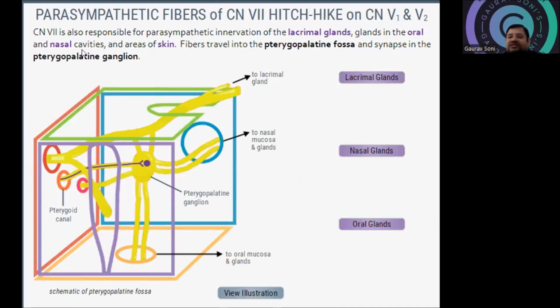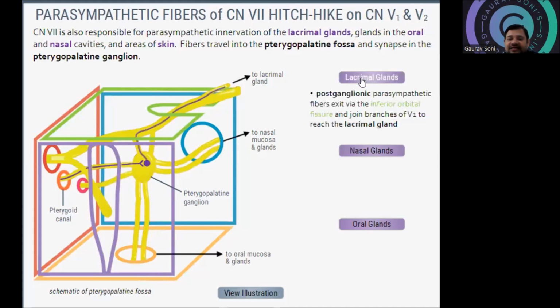So this nerve is also responsible for the parasympathetic innervation of the lacrimal glands, the glands in the oral and nasal cavity, and related areas of skin. Fibers travel into the pterygopalatine fossa and synapse with the pterygopalatine ganglion. You can see first the lacrimal gland, how this is going to happen. This is the pterygopalatine ganglion. From here, everything will happen actually. The postganglionic parasympathetic fiber exits by the inferior orbital fissure and joins the ophthalmic part of the trigeminal nerve, reaching ultimately the lacrimal gland.